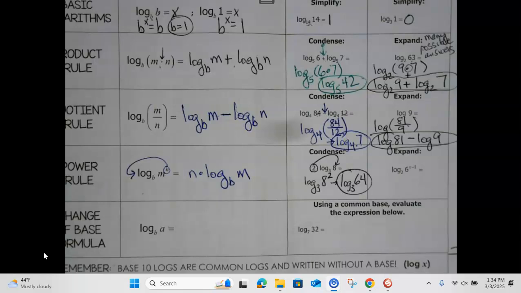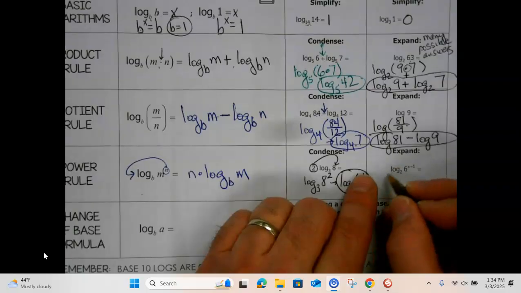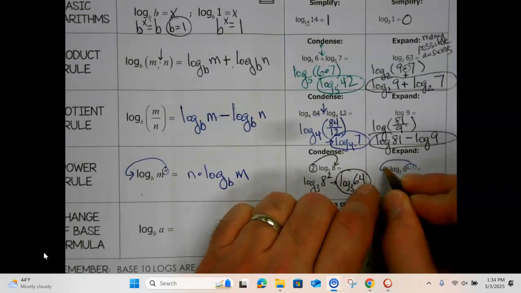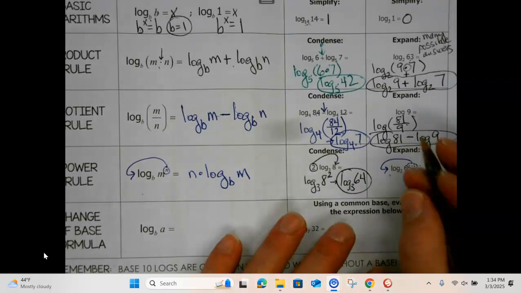And so it all just depends on where that first piece is. Like here, I don't have a coefficient. I don't have a number in front, but I've got this exponent this time, so I'll bring that to the front.